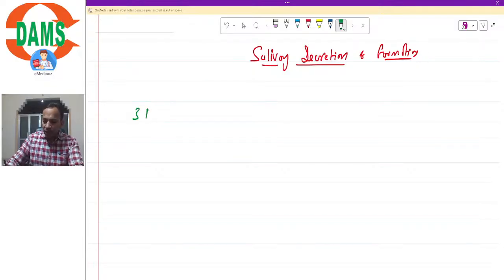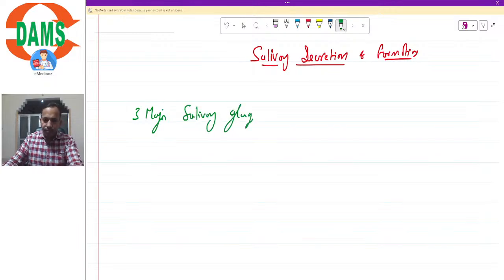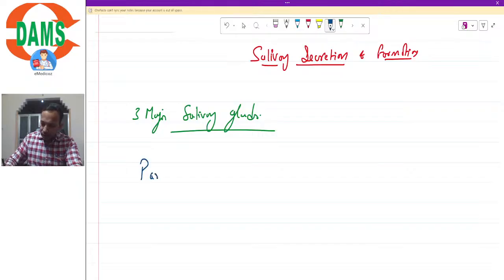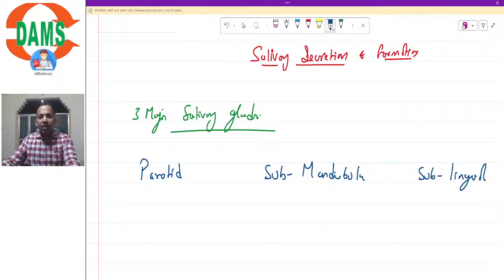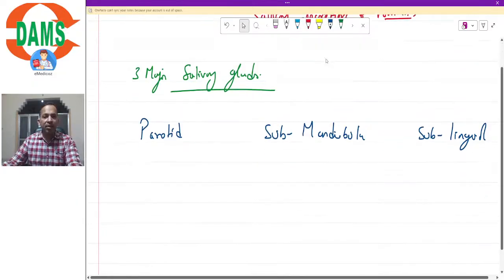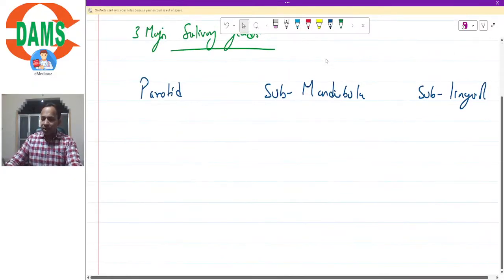So we have three major salivary glands, right? And these three major salivary glands are parotid, submandibular, and sublingual, isn't it? So these are the three main salivary glands, and the largest amongst these is parotid.